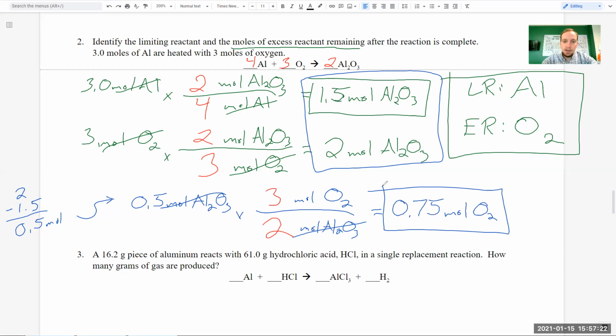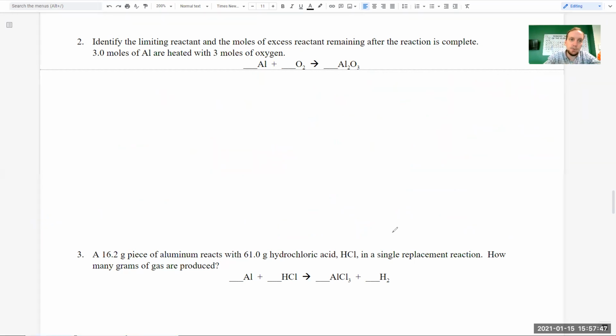Again, it's a little bit better than number 1 in that it's not as obvious. Because again, if you subtract 2 minus 1.5, what we originally got was 0.5. But when you convert that into oxygen, it actually comes out to be something different. Again, only because the chemical equation is a 4 to 3 to 2 ratio. That makes it a little less obvious, unlike number 1.